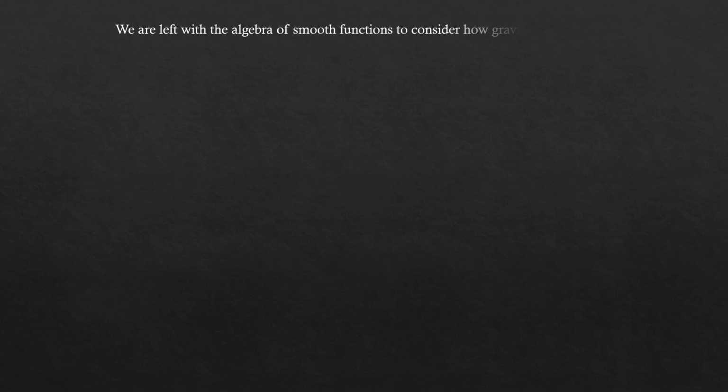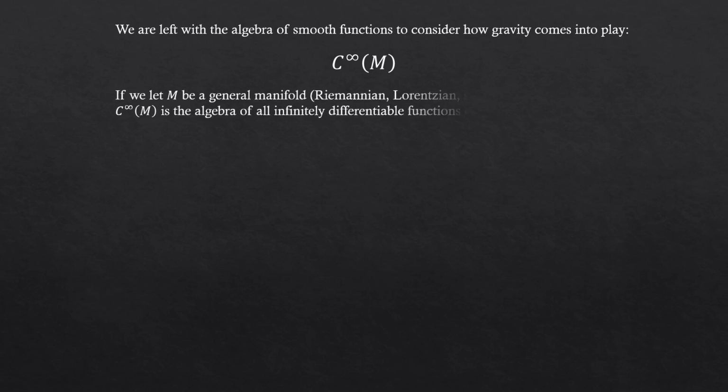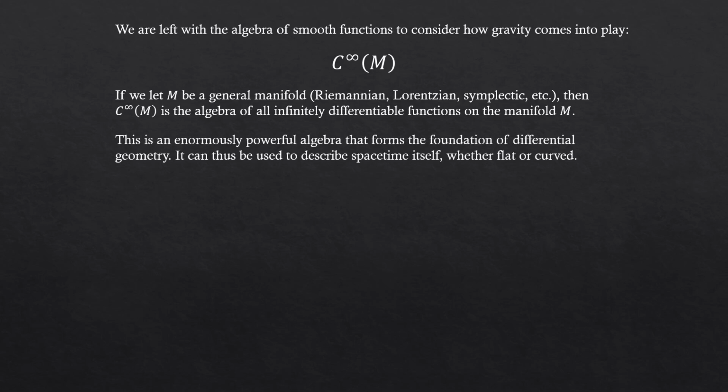So we're left with the algebra of smooth functions to consider now that we looked at that finite non-abelian algebra in general. Now we're looking at C infinity of M. If we let M be a general manifold, let that be Riemannian, Lorentzian, symplectic, etc., then C infinity of M is the algebra of all infinitely differentiable functions on the manifold M. And of course that's an enormously powerful algebra because that's like calculus. So it can pretty much be used to just describe space-time itself. Whether flat or curved is not even the point anymore.